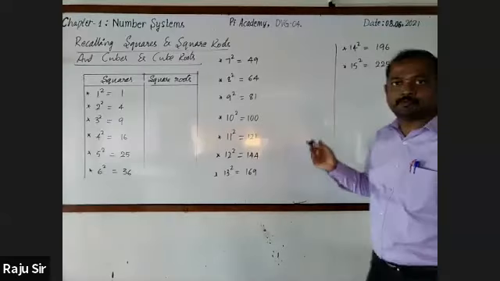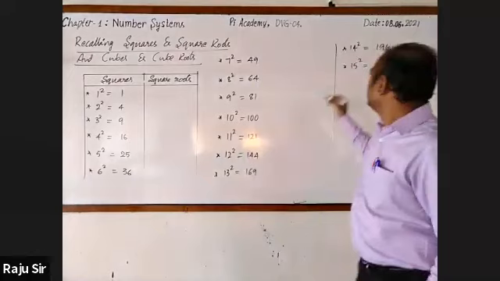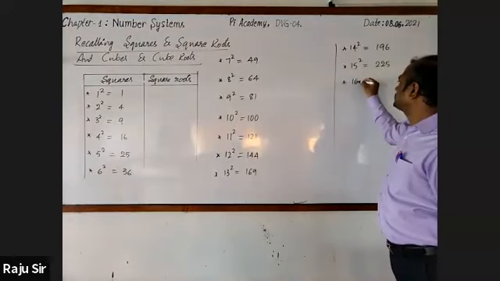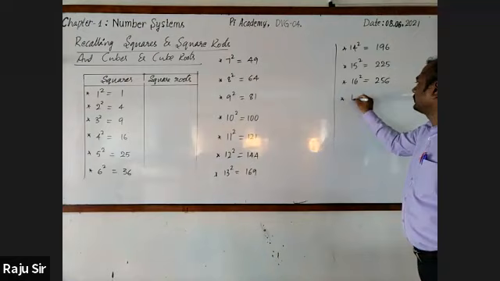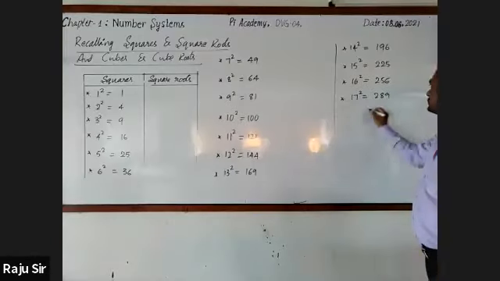Next, 15 square. 225. 15 15s are 225. Next, you tell, what is 16 square? 256. What is 17 square? 289. Wait, I'll give a chance.